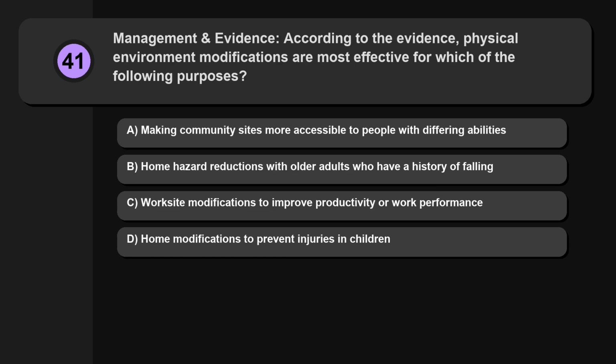Question 41. Management and evidence. According to the evidence, physical environment modifications are most effective for which of the following purposes? Option A. Making community sites more accessible to people with differing abilities. Option B. Home hazard reductions with older adults who have a history of falling. Option C. Worksite modifications to improve productivity or work performance. Option D. Home modifications to prevent injuries in children. The correct answer is option B.